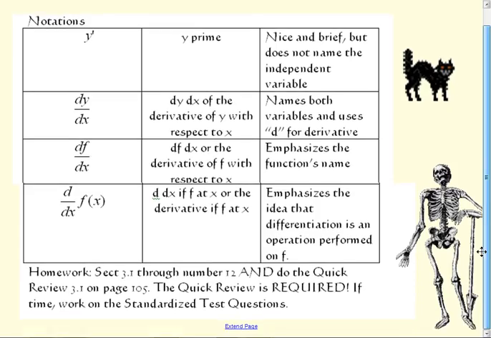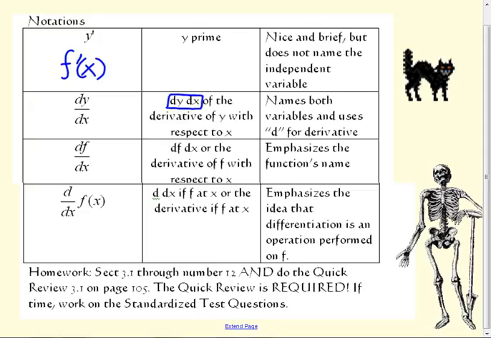Okay, notation. We can do y prime, or you can do f prime of x. And when you're in a hurry, that's a nice way to do it. But the problem is you don't see what's happening in a derivative. Now, we say the words dy dx. That's how you read that. But honestly, you should really say the derivative of y with respect to x.